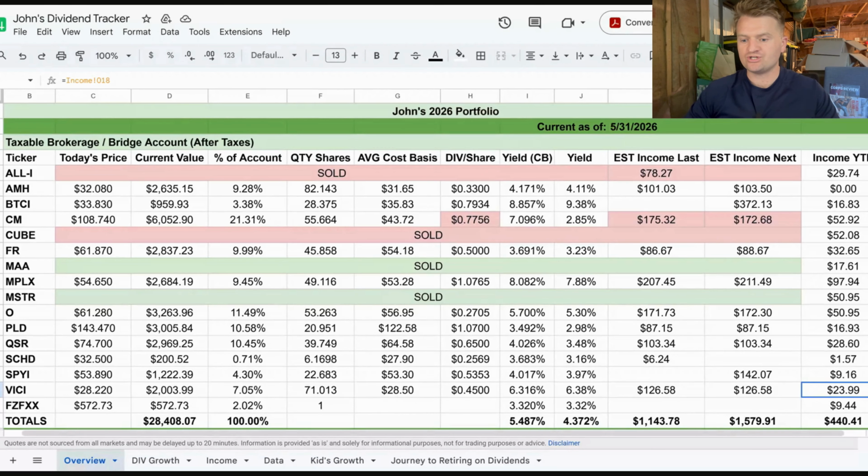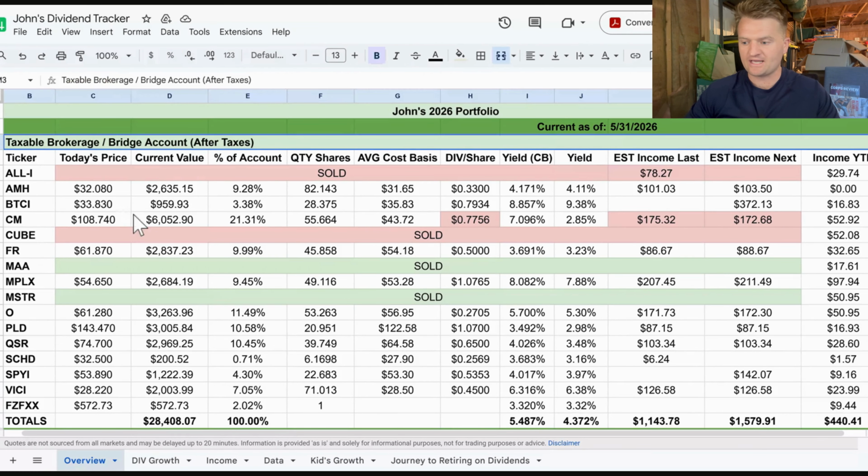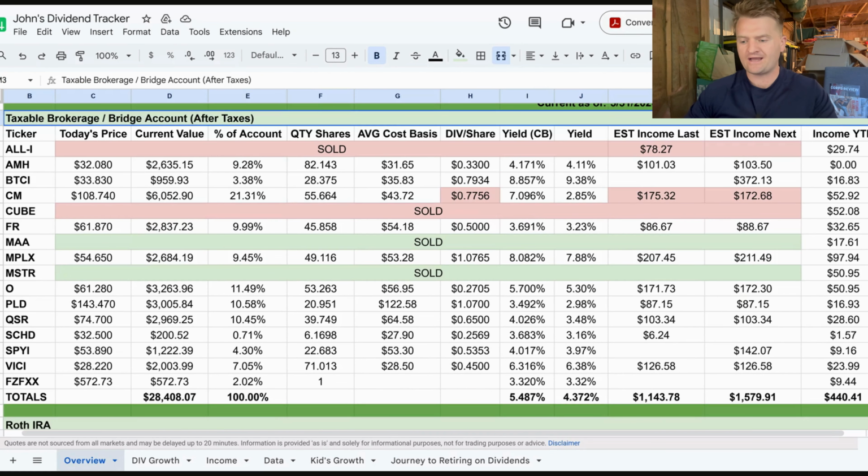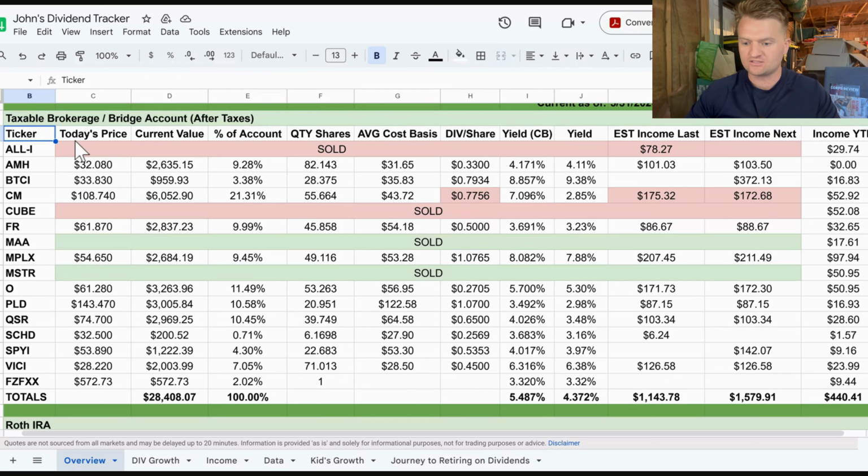Jumping back to our overview sheet, like I said earlier, you can see our taxable account on top. I'll review our headings and then we'll jump on in from there. So, of course, I have some of the basic stuff like ticker, today's price, the current value, the percentage of my account that stock represents, quantity of shares, average cost basis, dividend per share, yield cost basis, and then yield, income year to date for April of 26 to 27, and then a year to date income from now until May 27, and then income year to date so far. So let's jump into what we have.